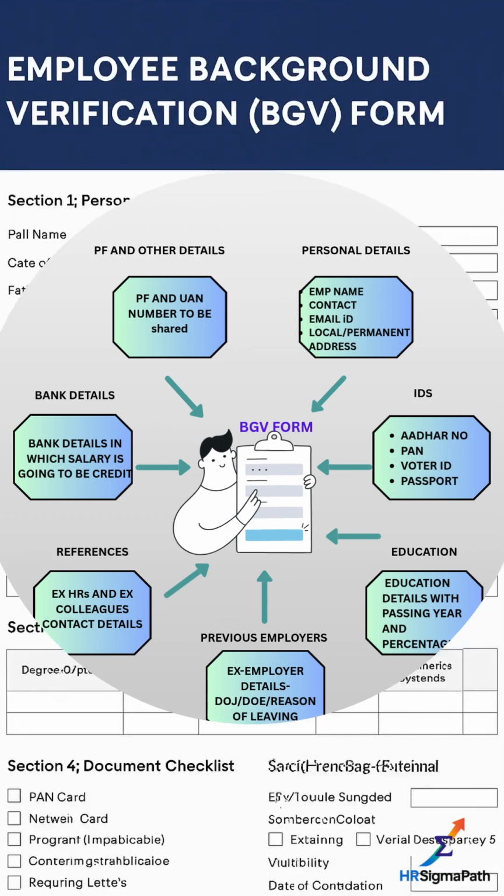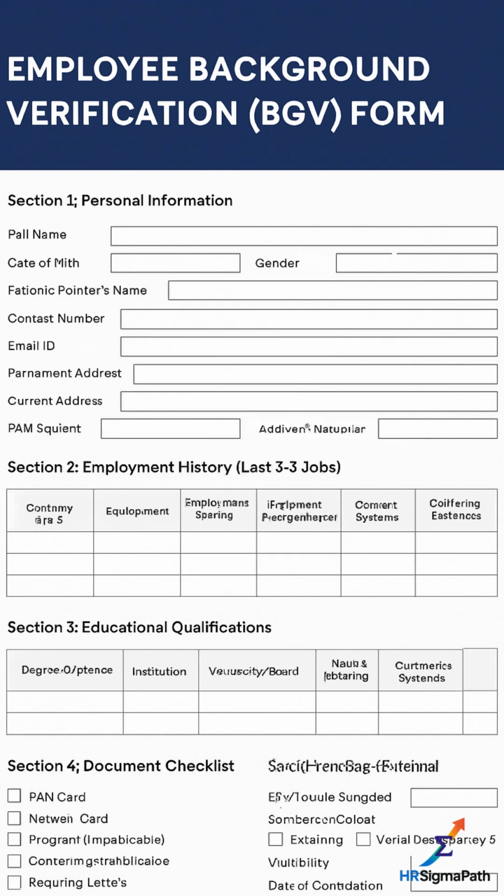Now that you know what information is required for BGV, here is the actual BGV form template. This structured format helps HR teams collect, verify, and document all the necessary details efficiently. You will see clearly labeled sections for personal information, employment history, education, references, and statutory details like PF and bank information. Each field is designed to support a specific verification step.